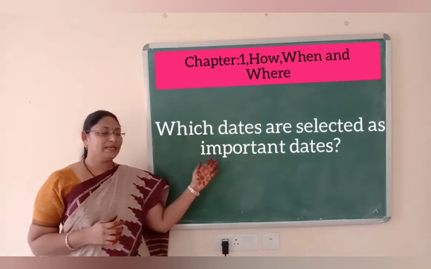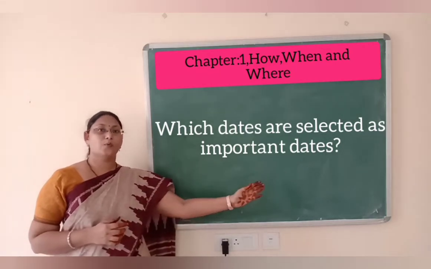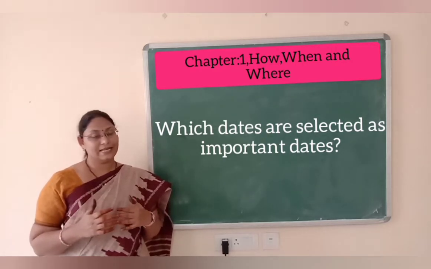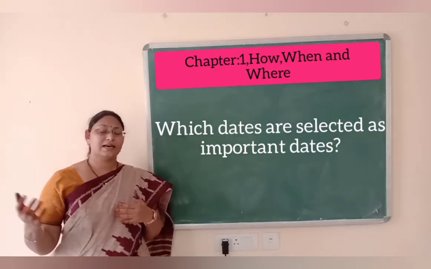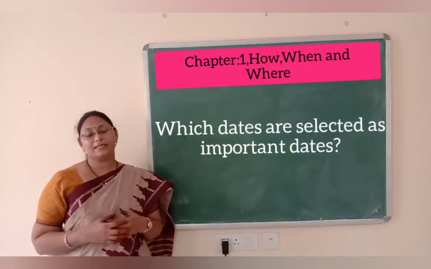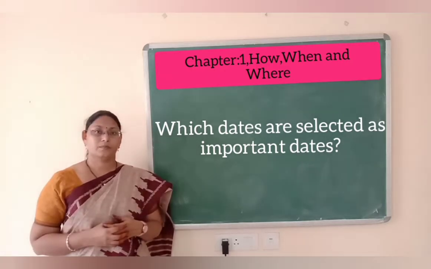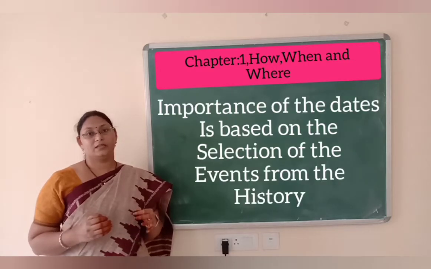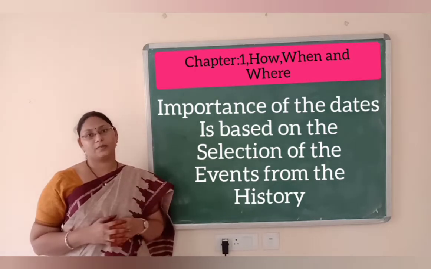So the next topic in our today's concept is which dates are important, or on which basis we have to select the dates. Yes, n number of dates are there for n number of events in history. How can we decide or pick up the dates from history? The dates for an event are based on the selection of that particular event in history.